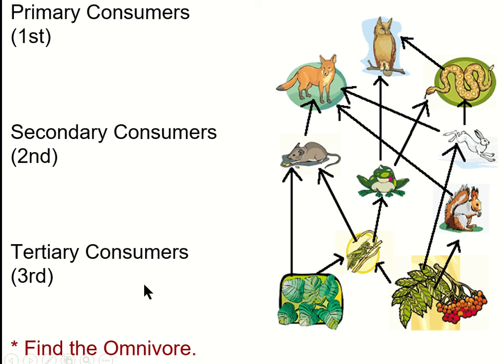Tertiary consumers are the ones at the top of the food chain. There's usually less of them at the tertiary consumer level. They're the ones that are going to be your large predators. In this particular food web, the fox and the owl are considered the tertiary consumers.